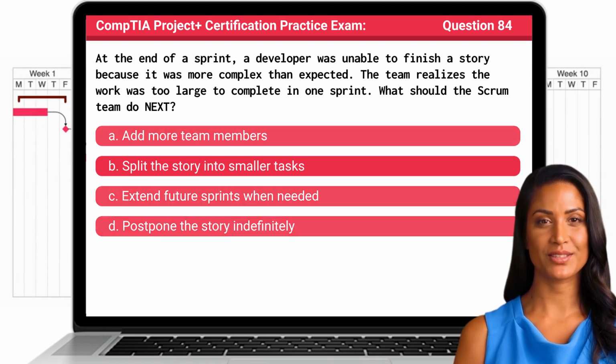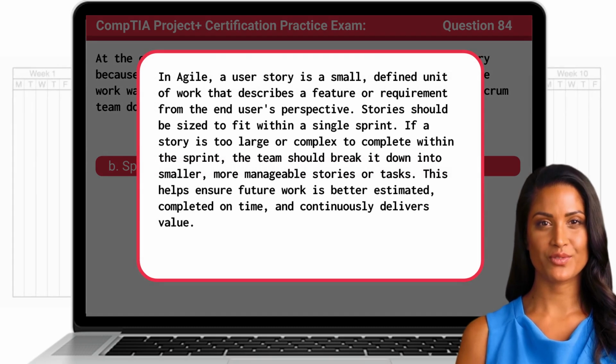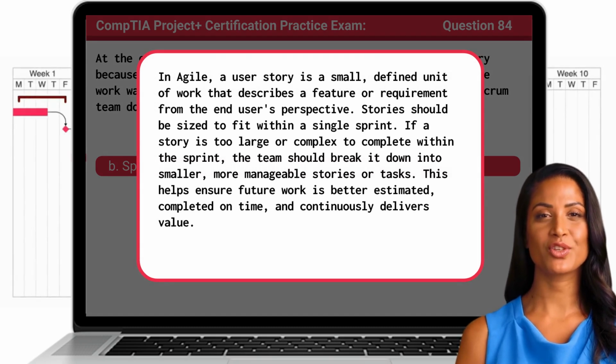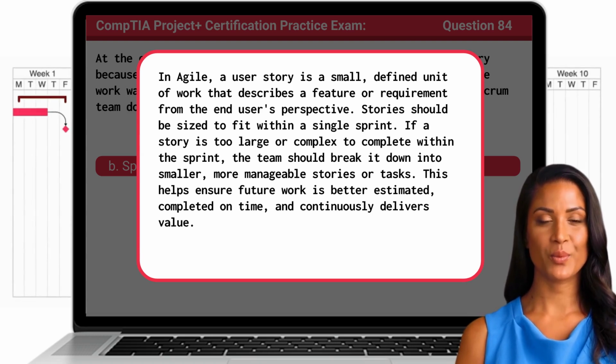The answer is B. Split the story into smaller tasks. In Agile, a user story is a small, defined unit of work that describes a feature or requirement from the end user's perspective. Stories should be sized to fit within a single sprint. If a story is too large or complex to complete within the sprint, the team should break it down into smaller, more manageable stories or tasks. This helps ensure future work is better estimated, completed on time, and continuously delivers value.